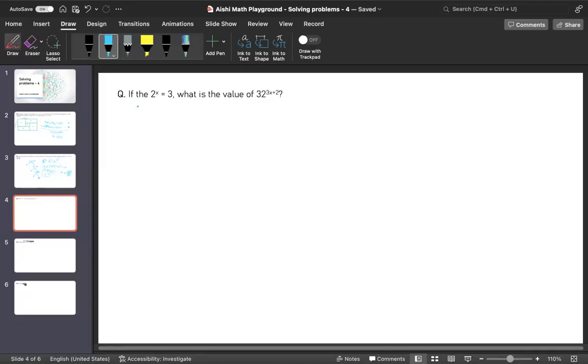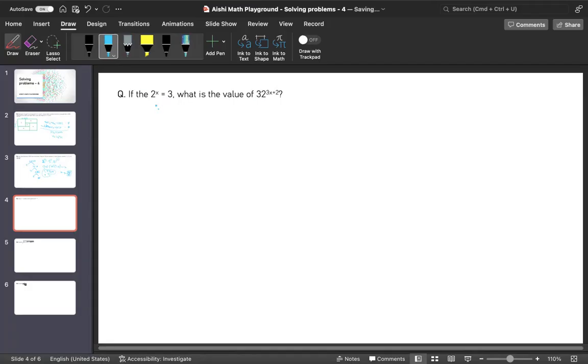All right, now that we've finished our factors of factors question, let's move on to the third question. Now we're even closer to finding out what the answer of the riddle is. So, if 2 to the power x is equal to 3, what is the value of 32 to the power 3x plus 2? Okay, so since we know that 2 to the power x is equal to 3, we're going to try to turn this into a power of 2.